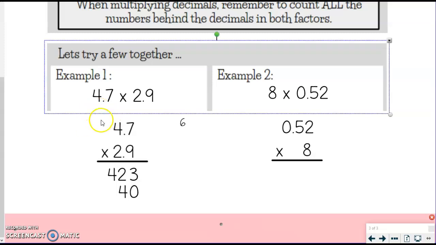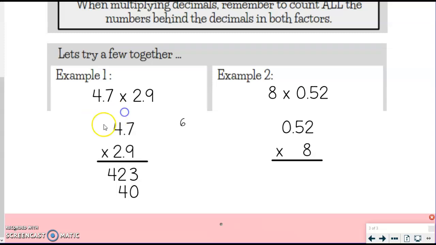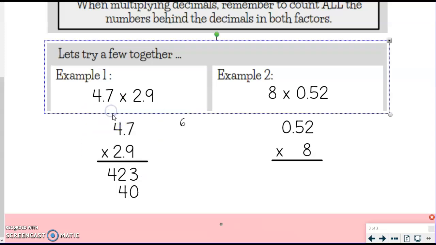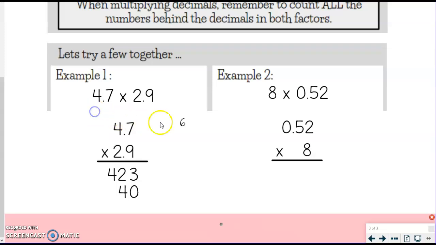But I have, where'd my little 1 go? Oh, goodness. It is hiding from me. Anywho, so we carried our 1 from the 2 times 7 to get 14. We carried our 1. So 2 times 4 is 8, plus that 1 more is 9. I don't know where that 1 went. Oh, well. So then we have 2 rows of numbers here, so we need to add those up.